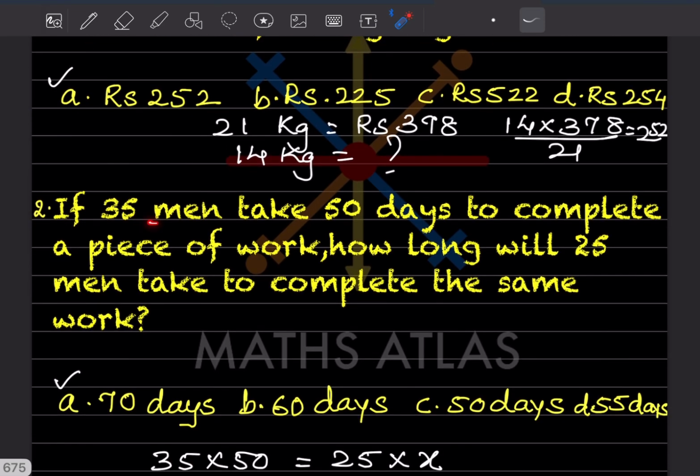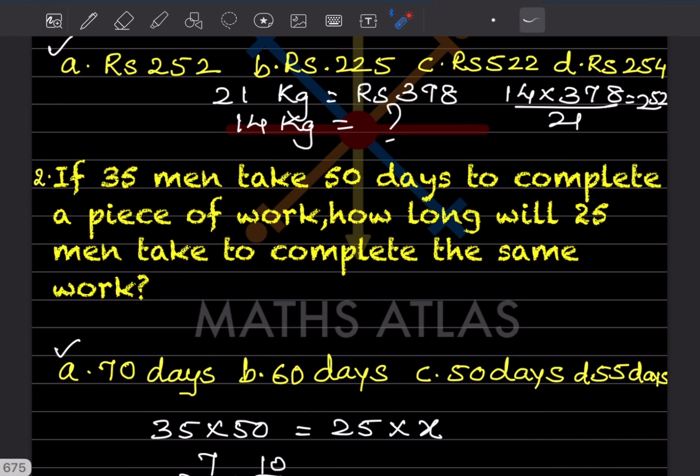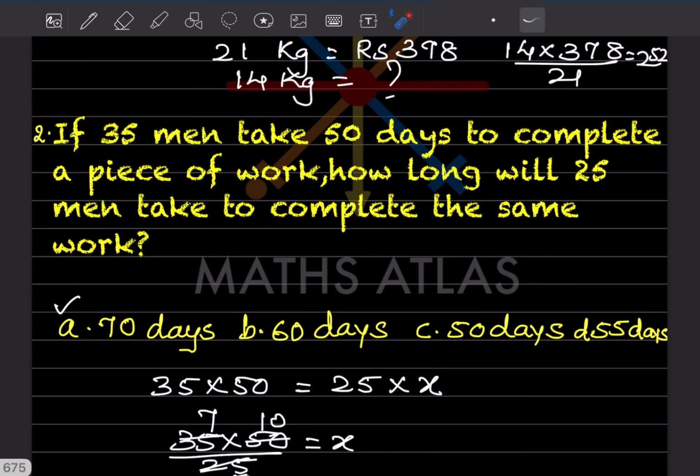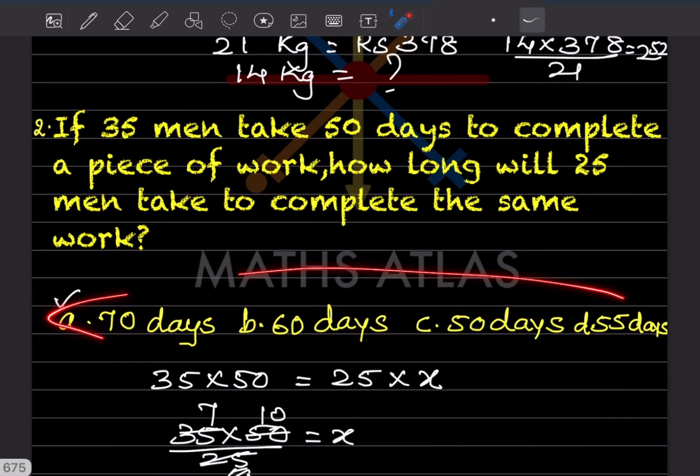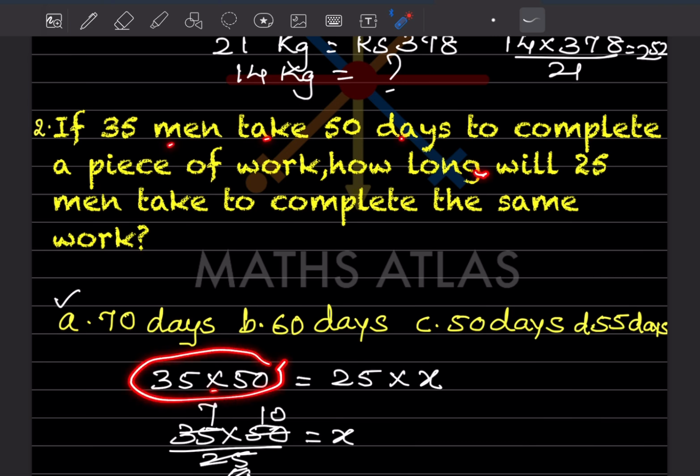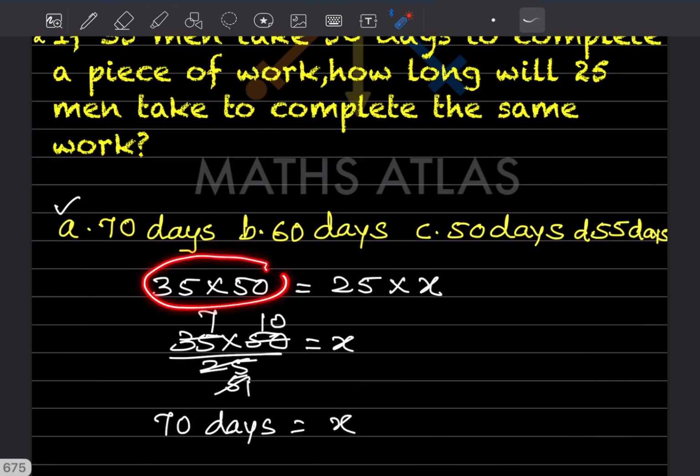If 35 men take 50 days to complete a piece of work, how long will 25 men take to complete the same work? Now these are the options given. So this is again rough work. 35 men take 50 days, so 35 into 50. How long will 25 men take? We don't know the time, so that will be 25 into x. So 35 into 50 in the numerator, and 25 in the denominator, is equal to x. After simplifying, we get 70 days. So this is the answer.